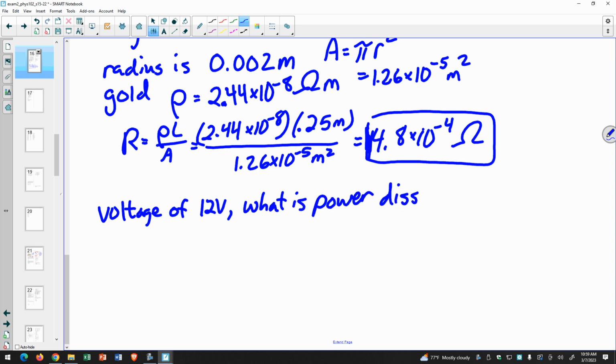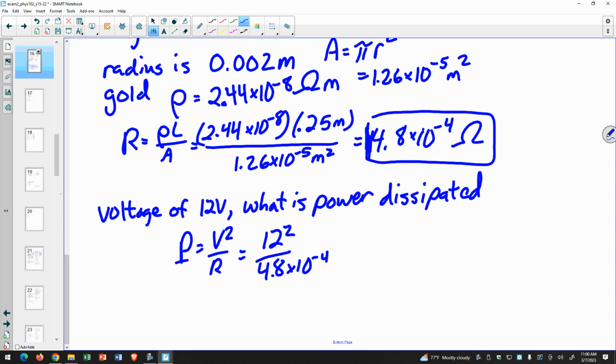There are a couple ways you can go about it, but the easiest way is to say that the power is equal to V squared over R. That's going to be 12 squared divided by that 4.8 times 10 to the minus 4. I get 300,000 watts, like 0.3 megawatts. Okay? That's your third free response.